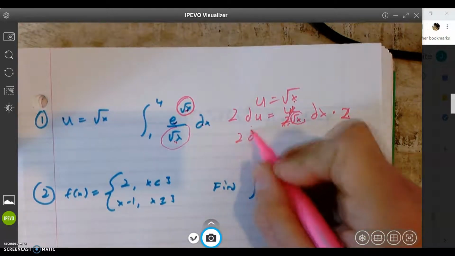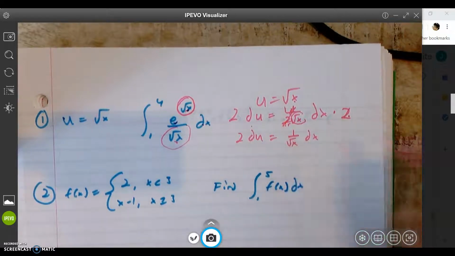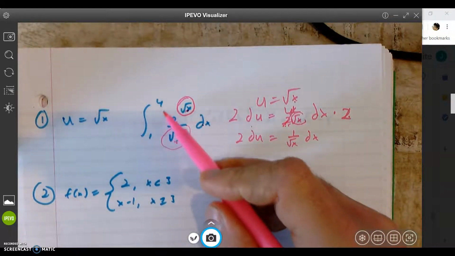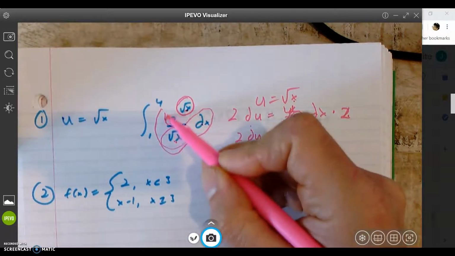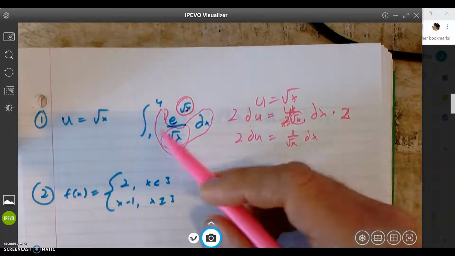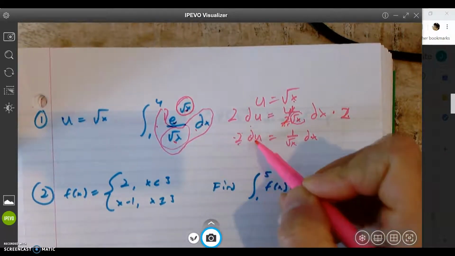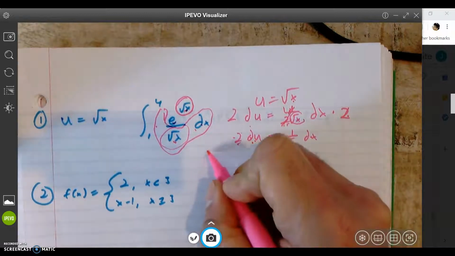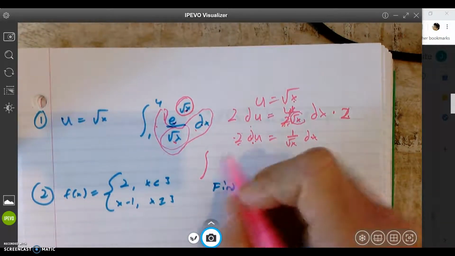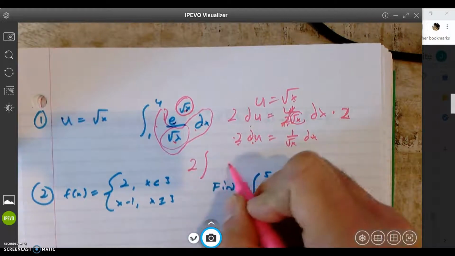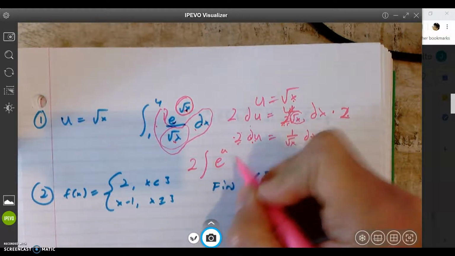So 2 du equals 1 over radical x dx, which is this. This is 1 over radical x dx. All this fun stuff right there. 1 over radical x dx is the same as 2 du. So I'm going to substitute that. So I have the upper and lower limit, I'm not going to touch right now, but I have 2 e to the radical x, we said that was u.